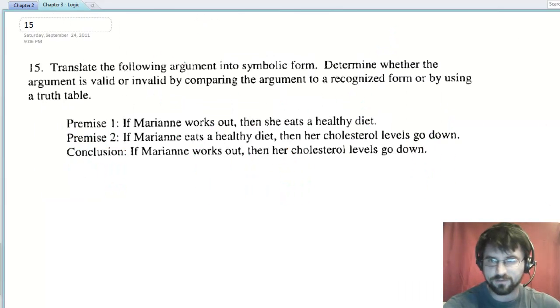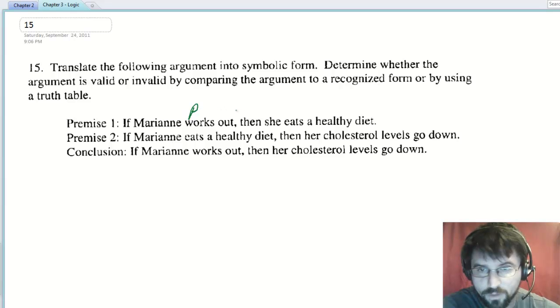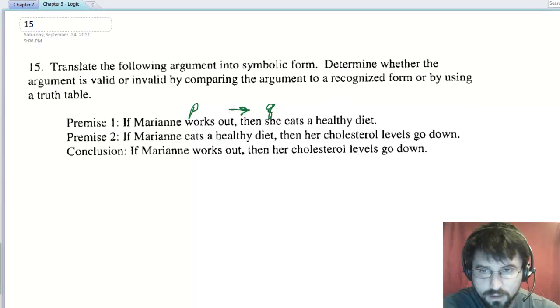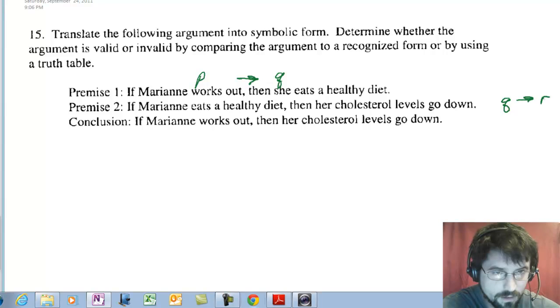Translate the following argument into symbolic form to determine whether the argument is valid or invalid by comparing the argument to a recognized form or using a truth table. If Marion works out, then she eats a healthy diet. If Marion eats a healthy diet, then her cholesterol level goes down. And if Marion works out, then her cholesterol level goes down.